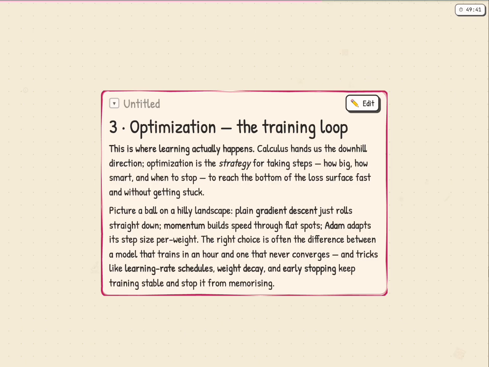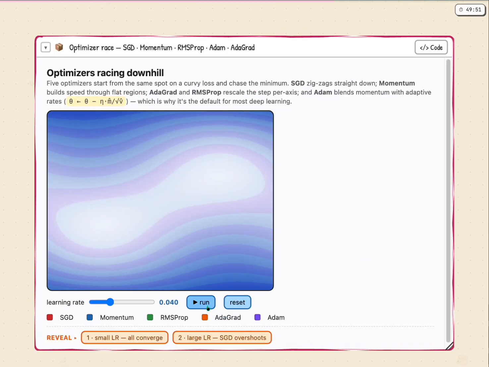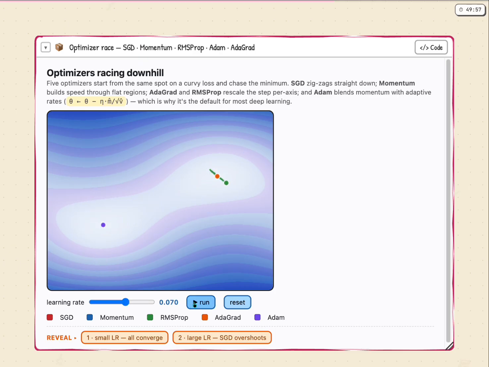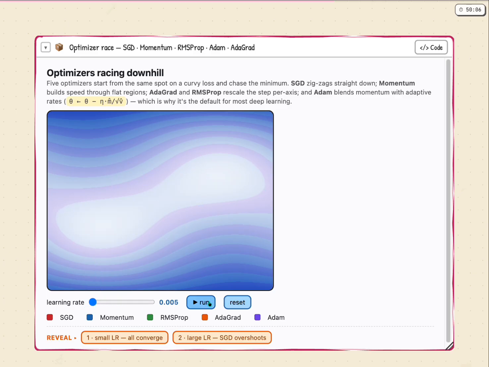Get the optimizer right and a model trains in hours. Get it wrong and it never learns at all. Let's watch a few of them race. So what is an optimizer really? Picture our error landscape from before, hills and valleys. The optimizer is the strategy our ball uses to roll to the bottom. And there are several strategies, each smarter than the last. Let me line up 5 of them and start them from the same spot.